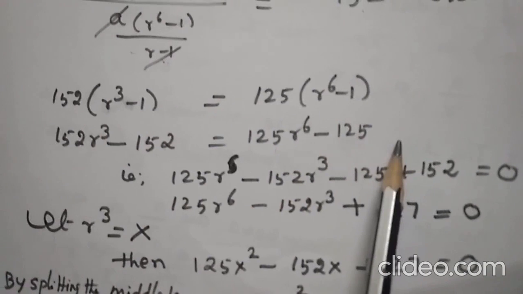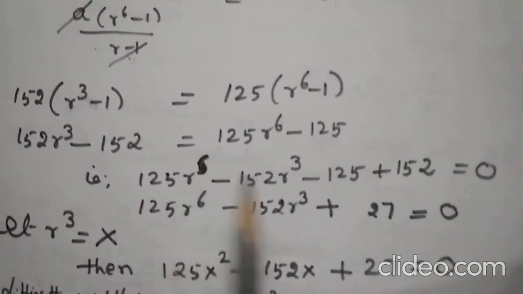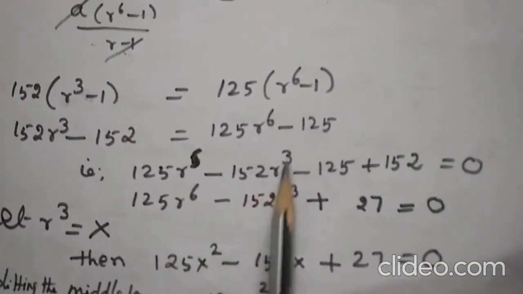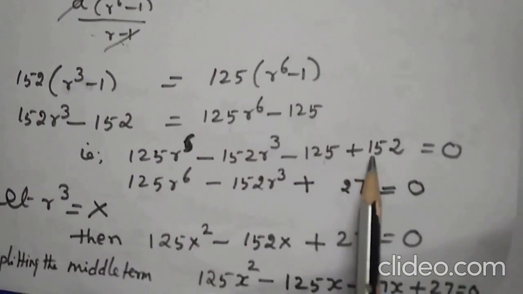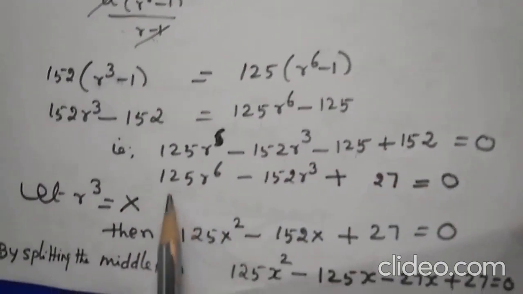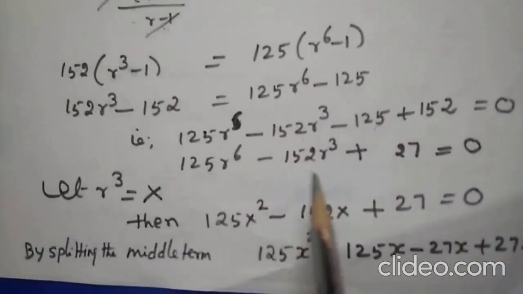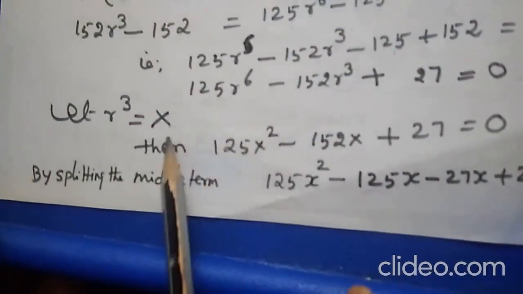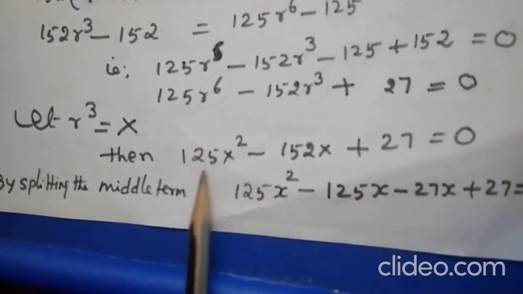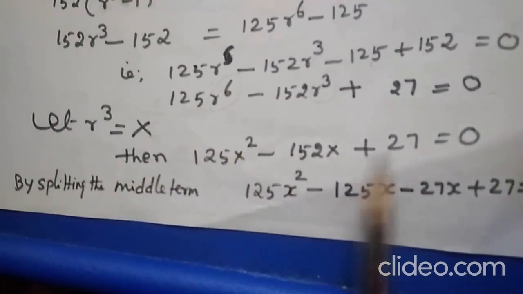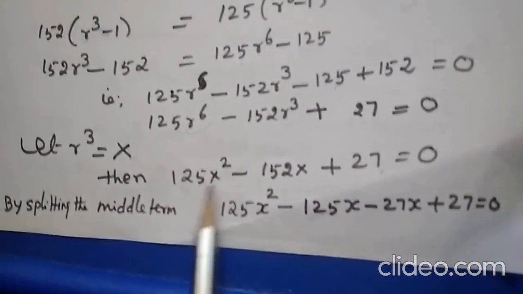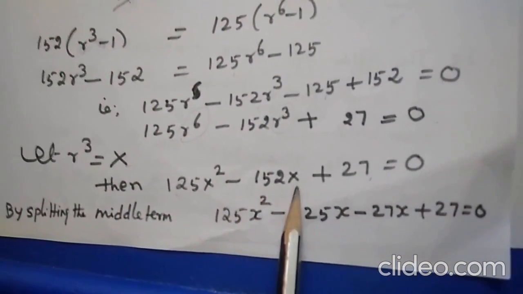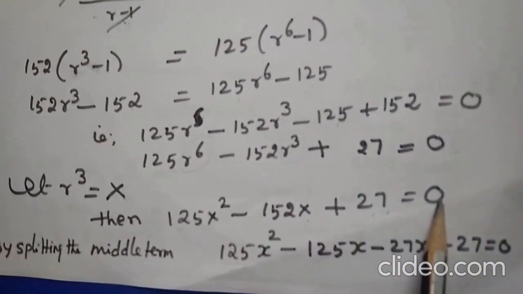Take everything to this side, 125 r to the power of 6 minus 152 r cube minus 125 plus 152 is equal to 0. So you are getting the equation. Let r cube is equal to x. You are going to take x in the place of r cube. So r power 6 becomes x squared. The quadratic equation, 125x squared minus 152x plus 27 is equal to 0.